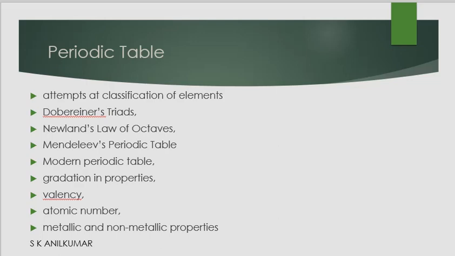The periodic table is drawn based on the grades of the properties of the groups of elements. Then we will have a look at valency and atomic number also by the end of this video.